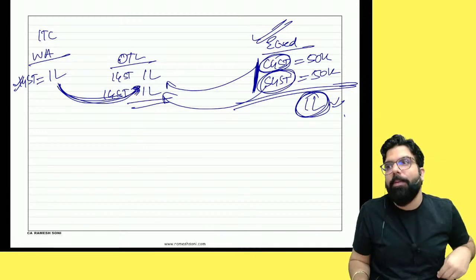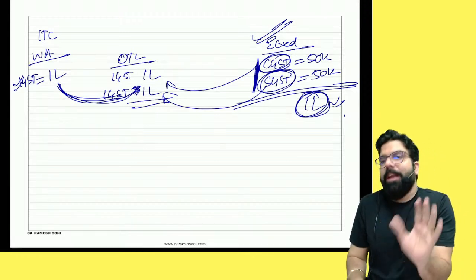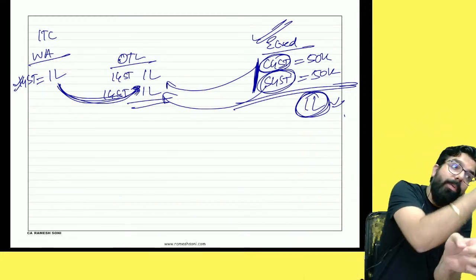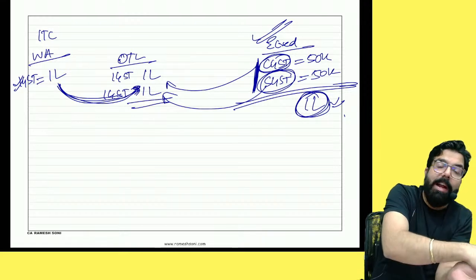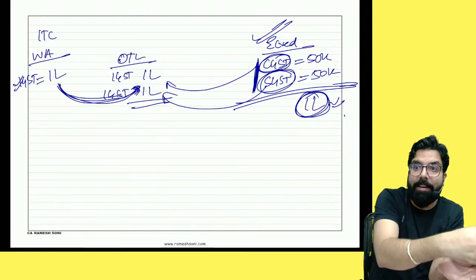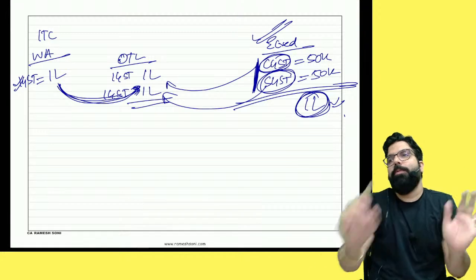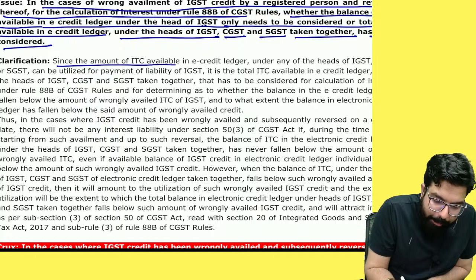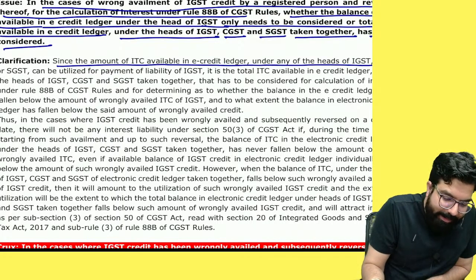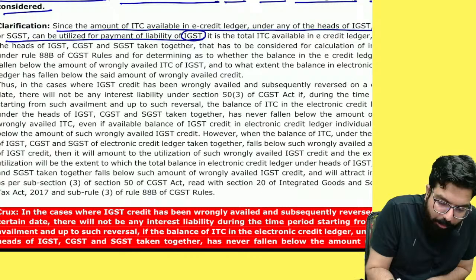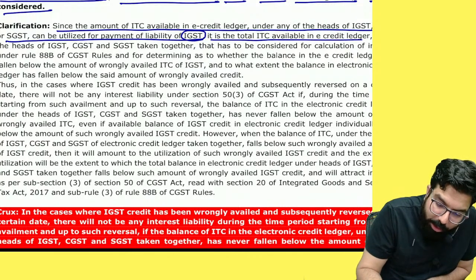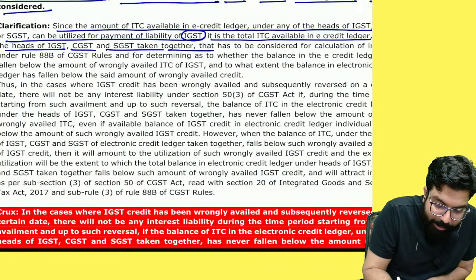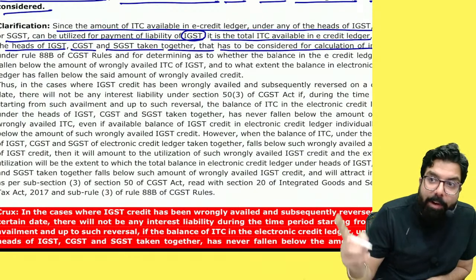It means government went ahead and told, no problem, Baba. Even if the IGST which was there, you have wrongly availed and you utilized it, but if you had always balance in your e-credit ledger of the CGST, SGST, etc., then you don't have to pay any interest. See over here, everyone. Since the amount available in the e-credit ledger under the head IGST, CGST, SGST can be utilized for payment of what? IGST. It is the total available e-credit ledger balance under the head IGST, CGST and SGST together that has to be considered for calculation of interest.